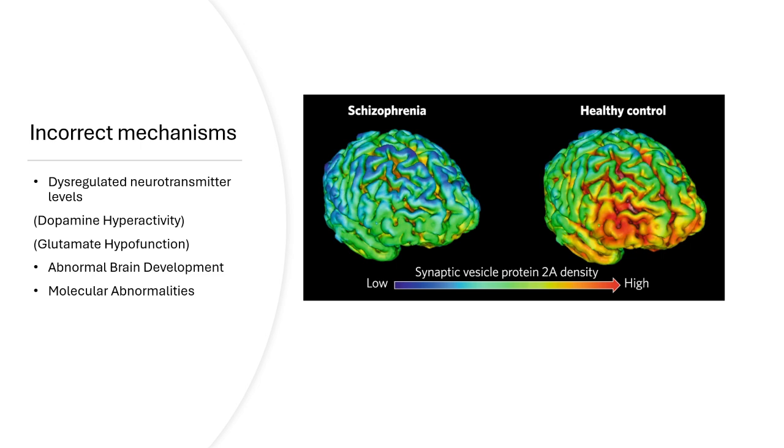The brain regions, as said before, are not gonna be connected either. And then there is also gonna be molecular abnormalities because of schizophrenia. As you can see in the photo to the right, brains with schizophrenia have a lower protein density level compared to a healthy brain, which has a very high density level.